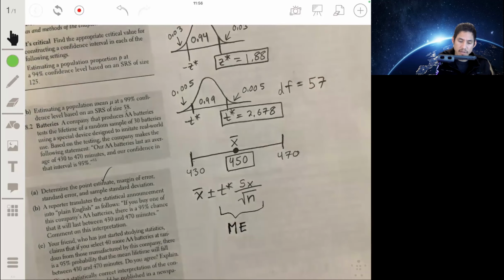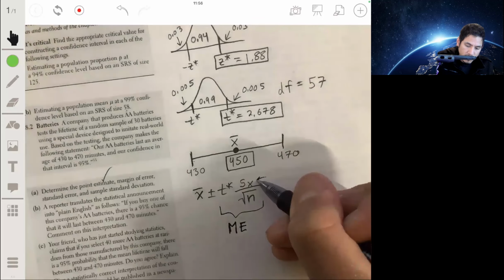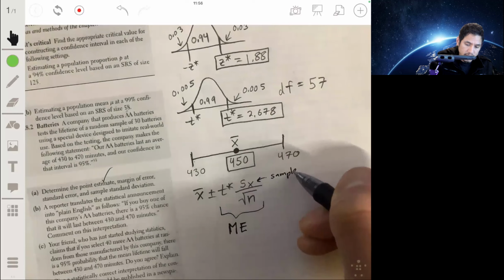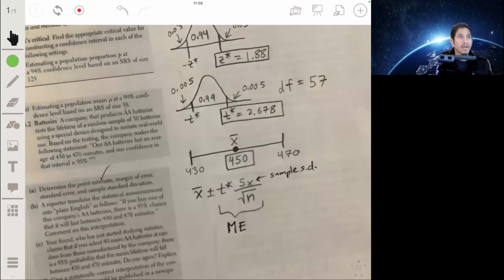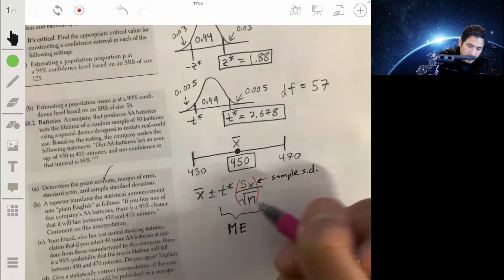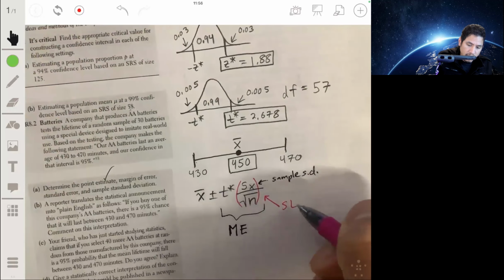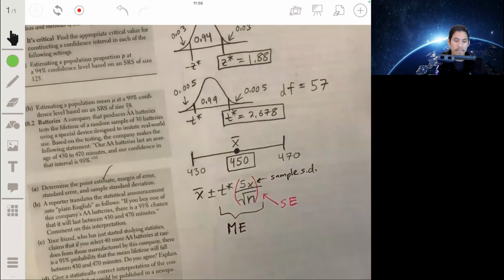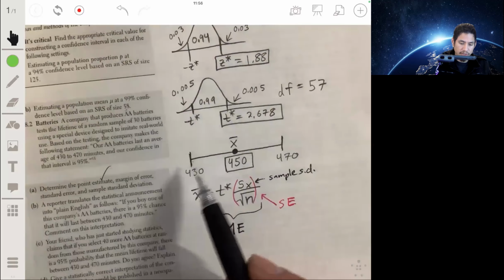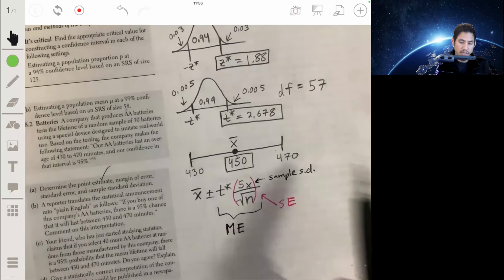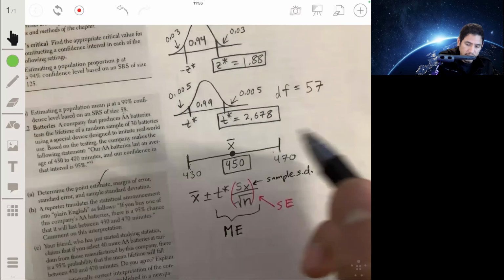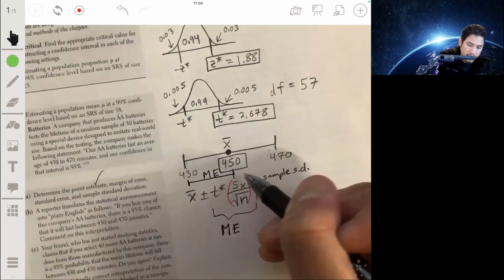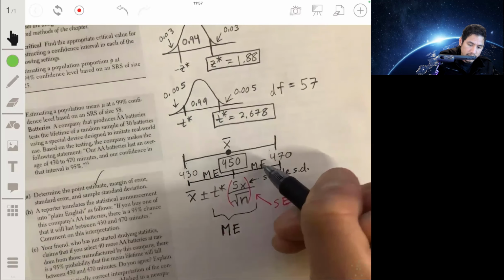S sub x is just our sample standard deviation. Now, this whole quantity in the pink, that's our standard error. So we have to figure out what those three values are from here. The margin of error is just the distance from the middle, or point estimate, to the ends of our confidence interval. So it's basically the distance from here to here. That'll be the margin of error. It's the same both ways.